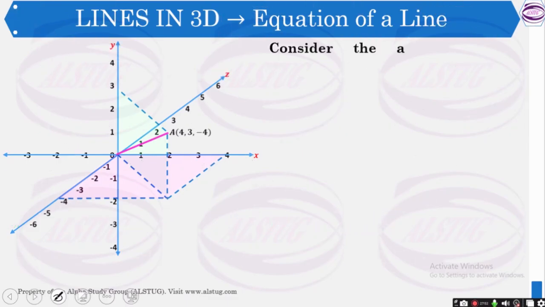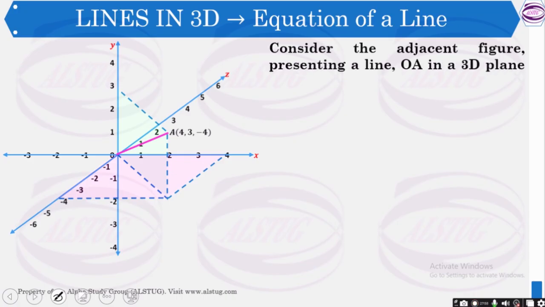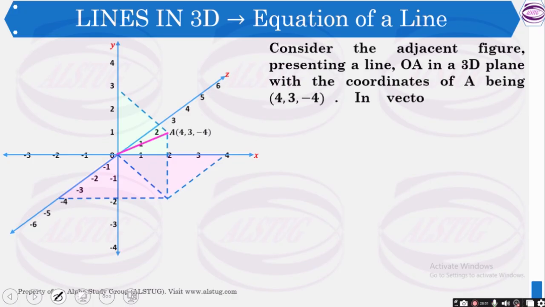Okay, equation of a line. So we are working now in 3D, lines in 3D, our second segment of our lesson for today. Consider the adjacent figure presenting a line OA in a 3D plane with the coordinates of A being 4, 3, negative 4. In vector form, the coordinates of A are 4i plus 3j minus 4k.